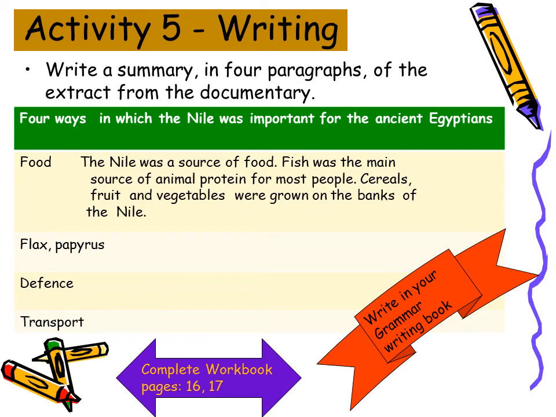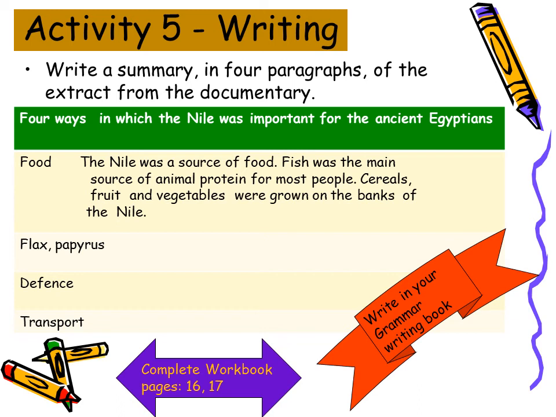Move on to activity 5. Write a summary in 4 paragraphs of the extract from the documentary. 4 ways in which the Nile was important for the ancient Egyptians. Children, please note, even a sentence could be considered as a paragraph, but make sure you do not do it when it comes to composition.